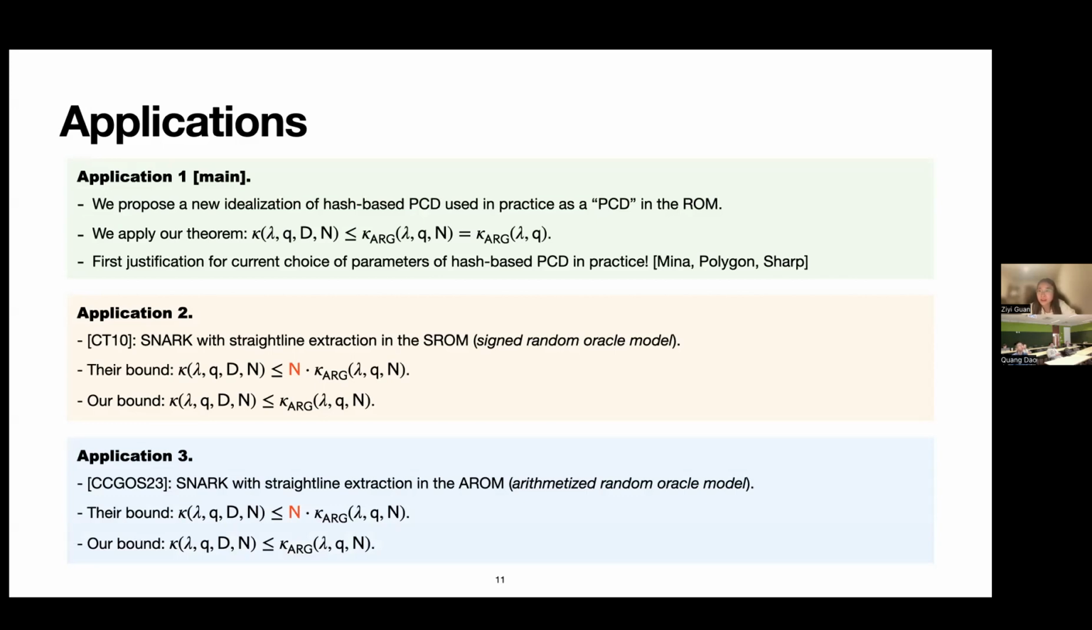Would you repeat the intuition of why you don't have that factor of n loss? In the random oracle model? So we will get to that later. It's actually part of the security analysis, and I'll talk about it in a second.